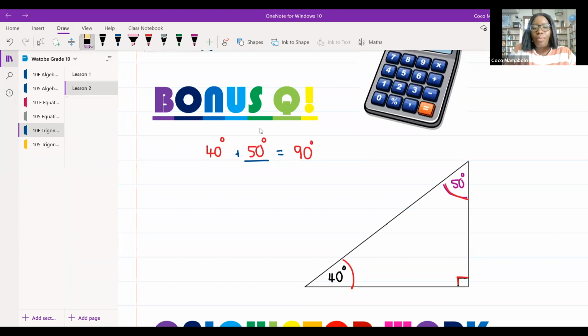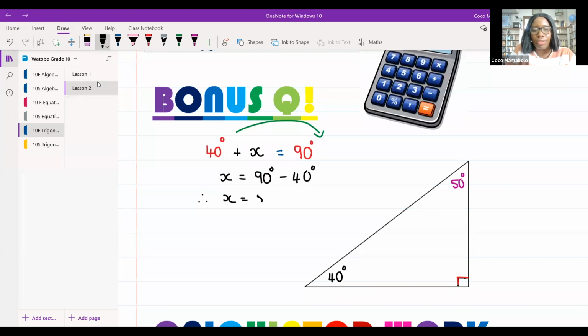Now, how do we actually get to that? If this was a mathematical equation, I would do this. I would go, oh, no, don't delete that. Okay, I would go 40 degrees plus x is equal to 90 degrees. And then I would take my 40 degrees over to the other side of the equal sign, and I would get x is equal to 90 degrees minus 40 degrees. Okay, therefore, x is equal to 50 degrees.